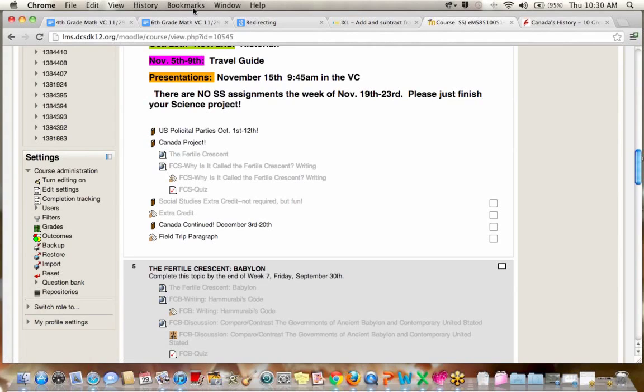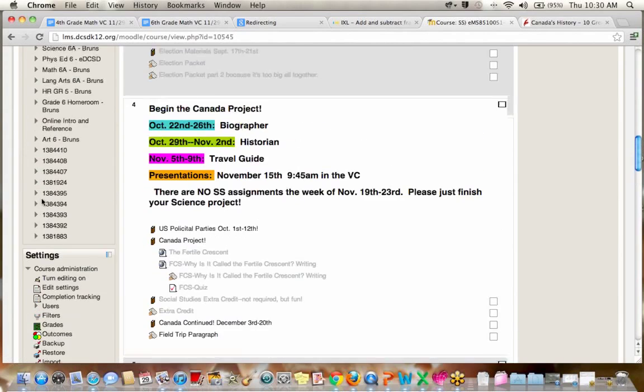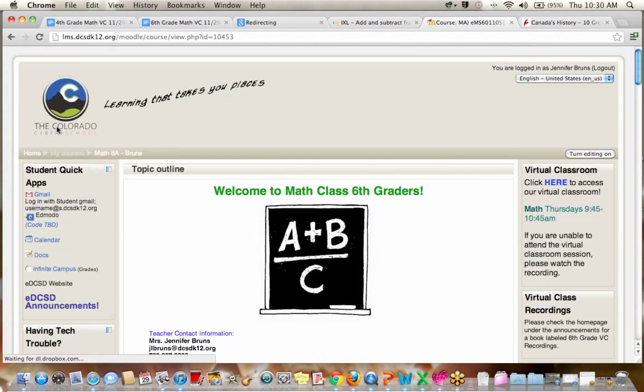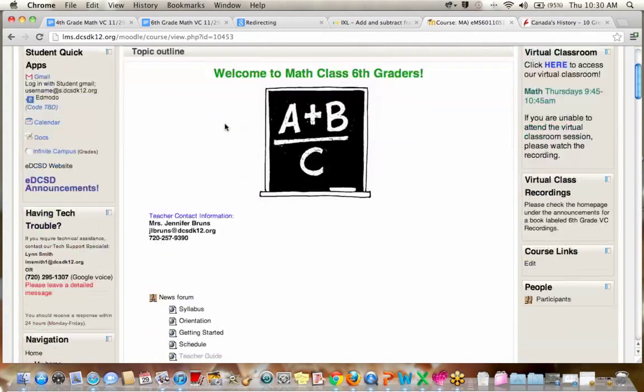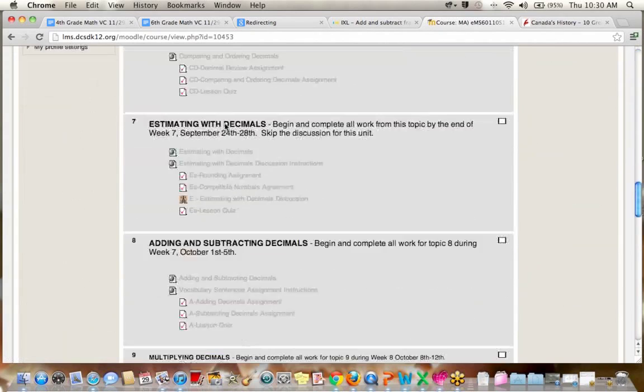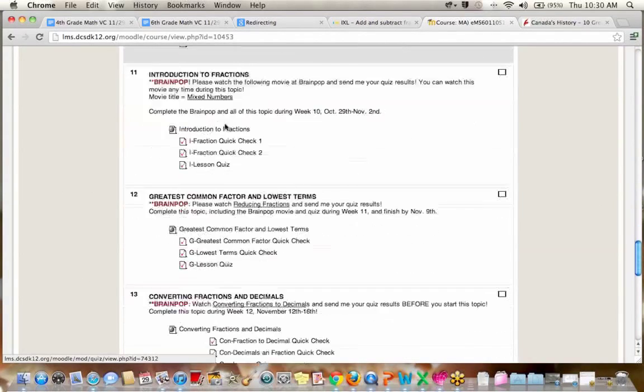Cool. All right, so that was just a little FYI about social studies, just so that you know. In math, looks like, and see all those gray topic blocks? You can't see those anymore.